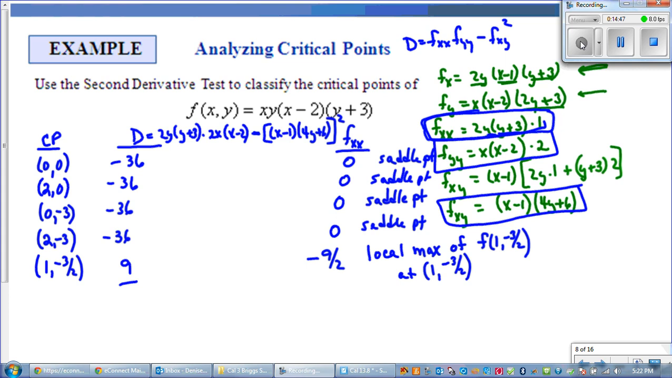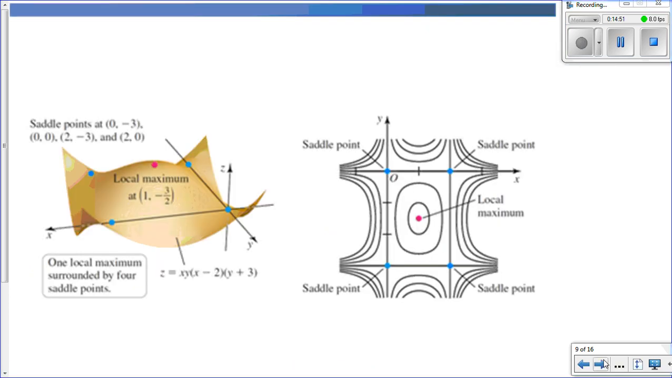Okay, now let's look at the picture on the next slide. So we have these 4 points here that are saddle points. They're not real easy to see on the surface there, but you'll see that there are some places where the curve is flipping upward here and places where it's going downward, like here. So at each of those 4 points, there are points around that point that are higher and lower.